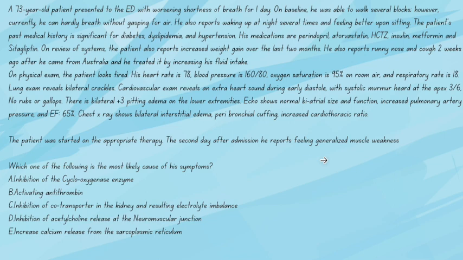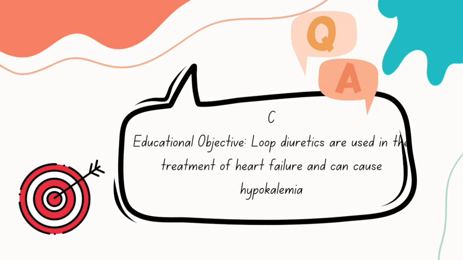Okay, are you ready? So the most likely cause is C. Loop diuretics are used in treatment of heart failure and can cause hypokalemia and can lead to weakness. Okay, so let's go and look at the question.